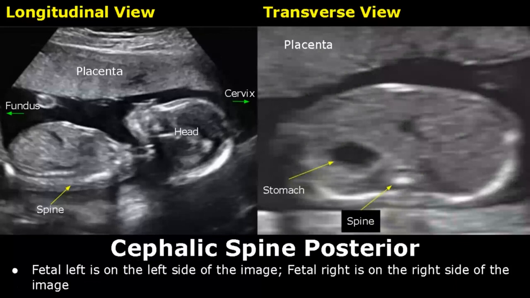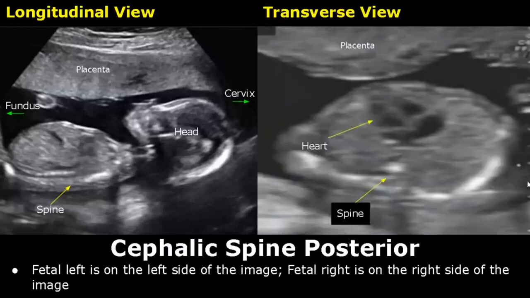Regarding cephalic presentation, there are two orientations. The first one is cephalic spine posterior. The spine is seen in the lower side of the image in both longitudinal and transverse views. In the transverse view, the fetal left is on the left side of the image and fetal right is on the right side of the image. Here we can see the stomach on the left side of the image, so this is the fetal left. Similarly, the heart is also seen on the left side. The apex is pointing towards the left side of the image.